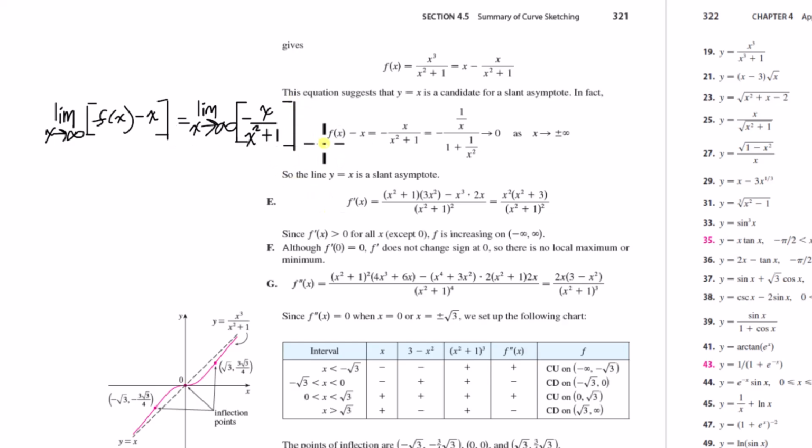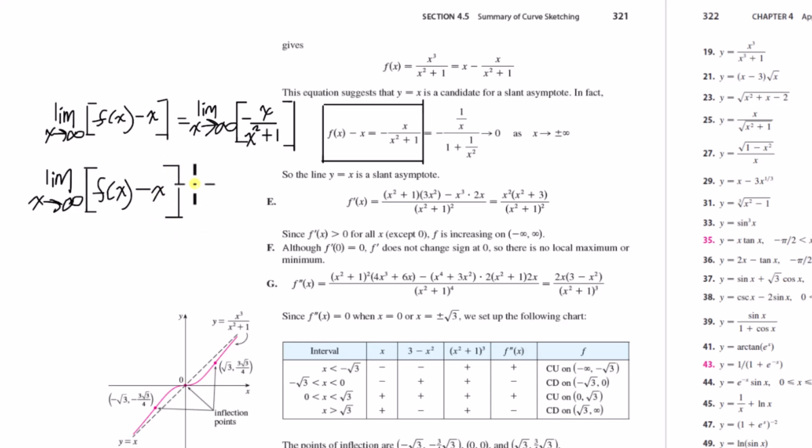Okay, so that's valid, right? We took the original function, we rewrote it like this, and then we just subtracted x from both sides. So we got here, okay? And now we just took the limit as x approaches infinity of both sides. So we haven't changed the equation. And what they're saying is this limit goes to 0. So what you're left with is the limit as x approaches infinity of f of x minus x is equal to 0. And this is the key idea.